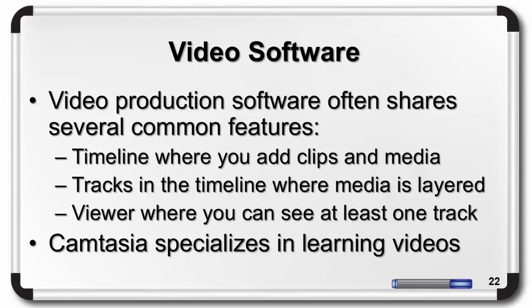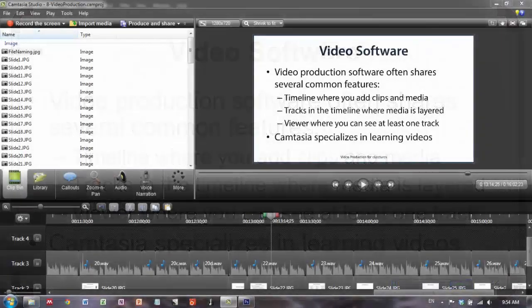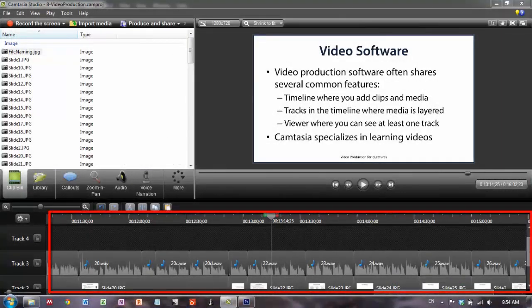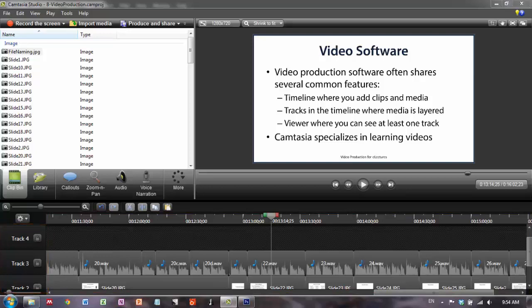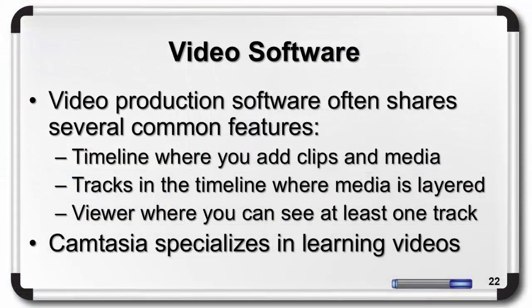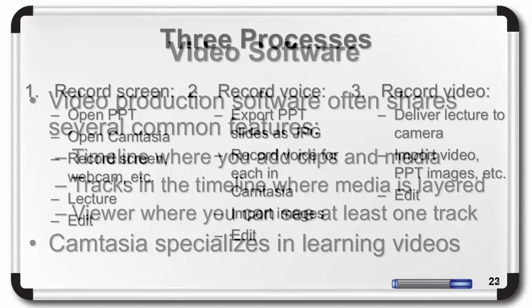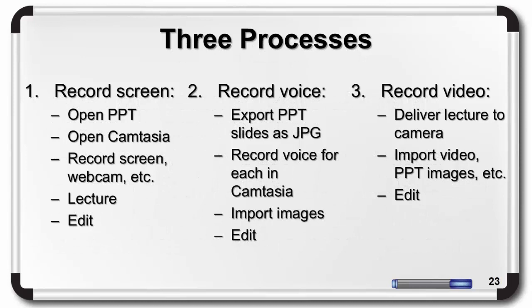Video editing software shares several common features. For example, a timeline where you can add clips and media, tracks in the timeline where you layer your media, and at least one viewer where you can see your video in real time. Camtasia does a good job of video production specifically for education, but it's also a good introductory program for those new to video editing. There are 3 different ways you can create e-lectures that we'll focus on in this course.